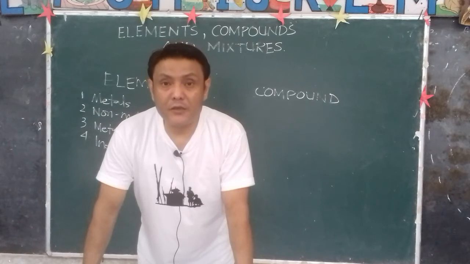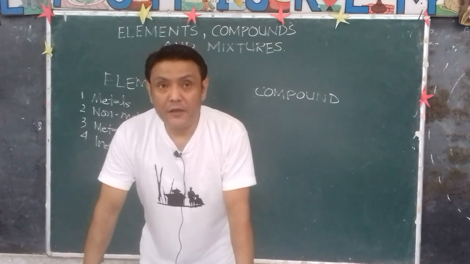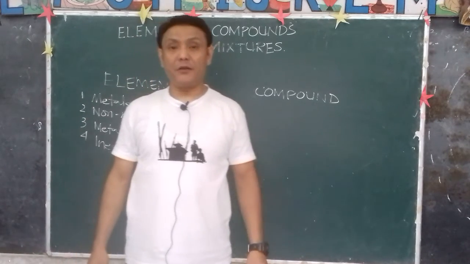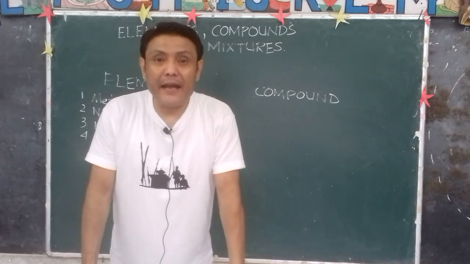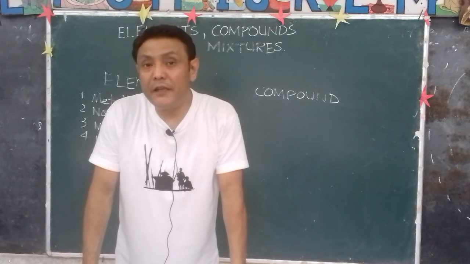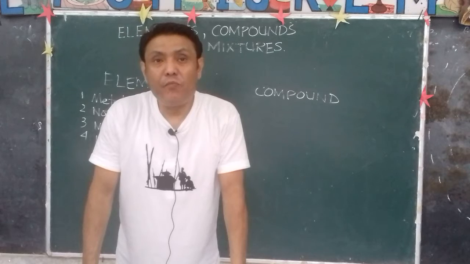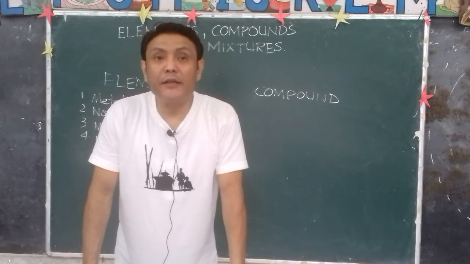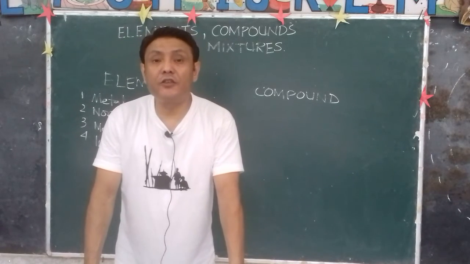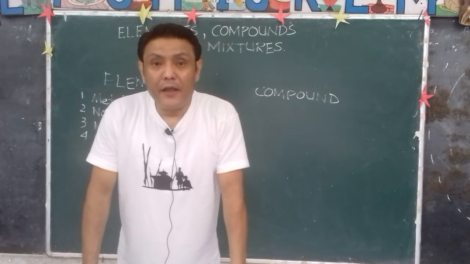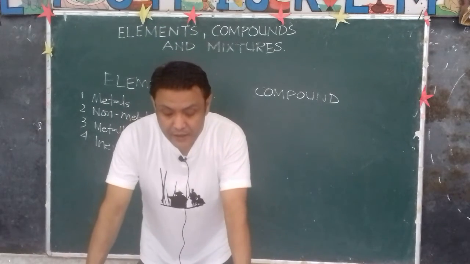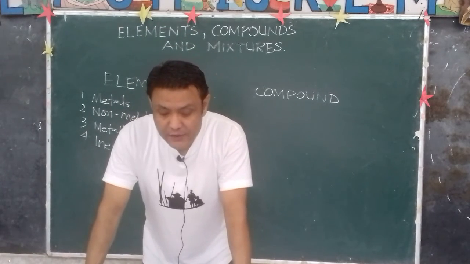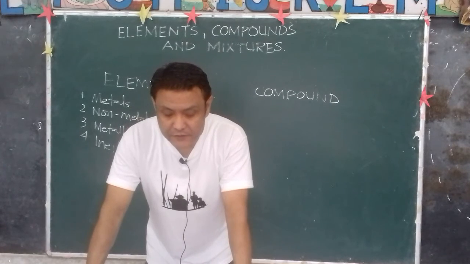So when we make mortar, we mix water, lime, sand and cement. And the proportion of each of these will differ from person to person. So it is a mixture. In mixtures, the constituents are not in a fixed proportion. A mixture does not have any specific property of its own.